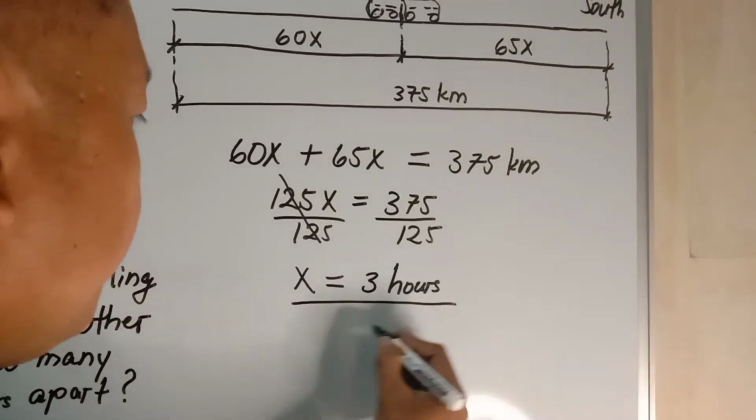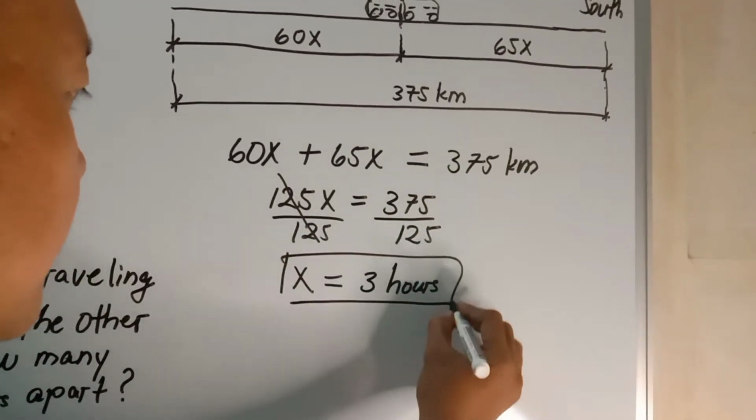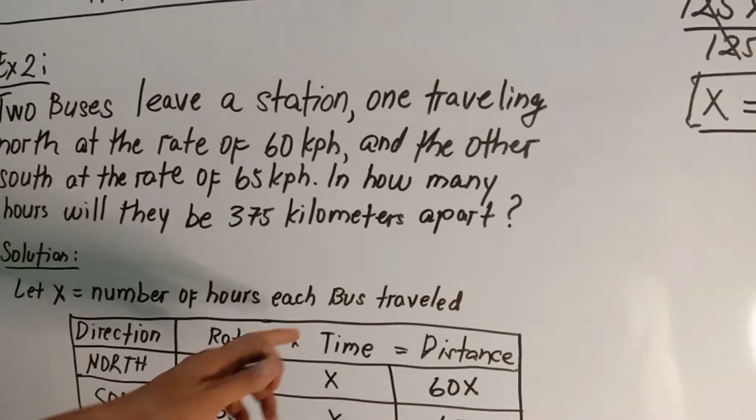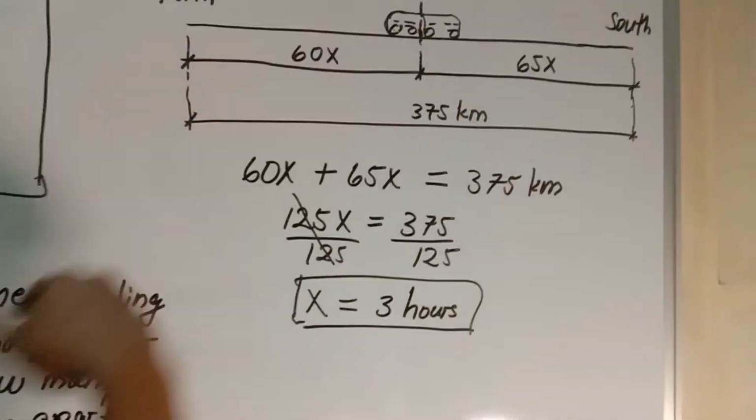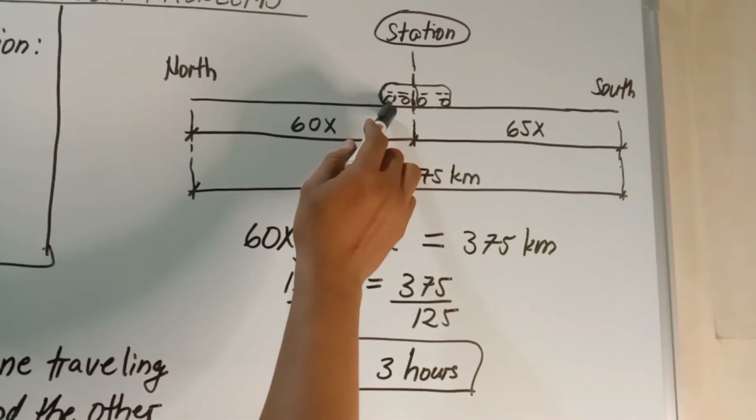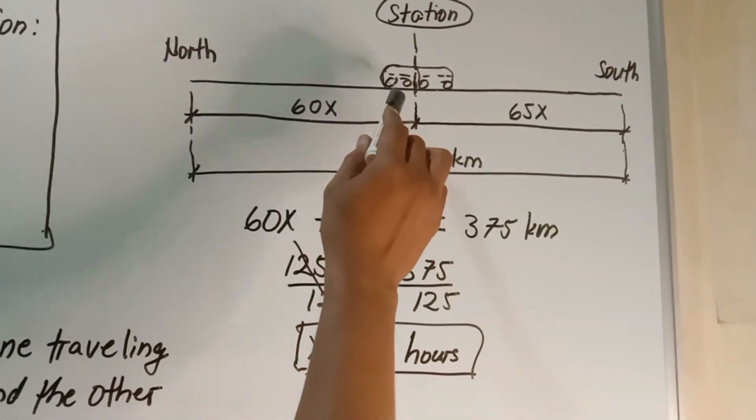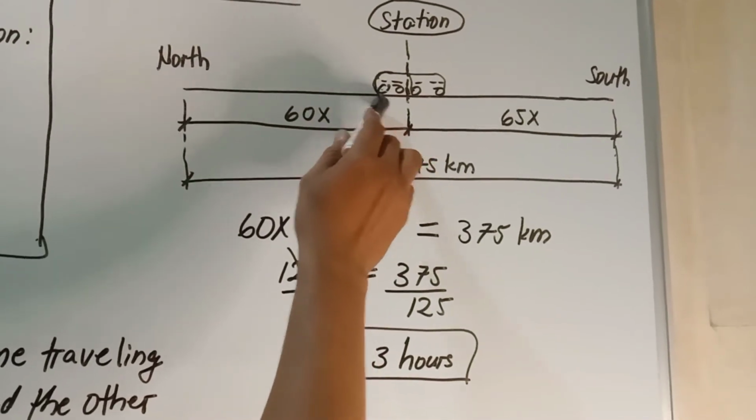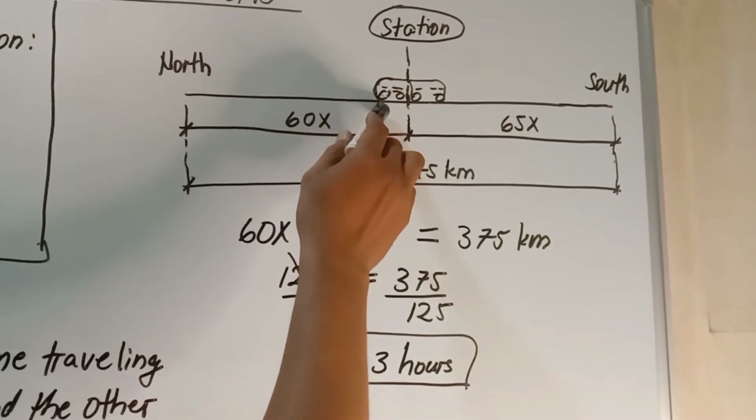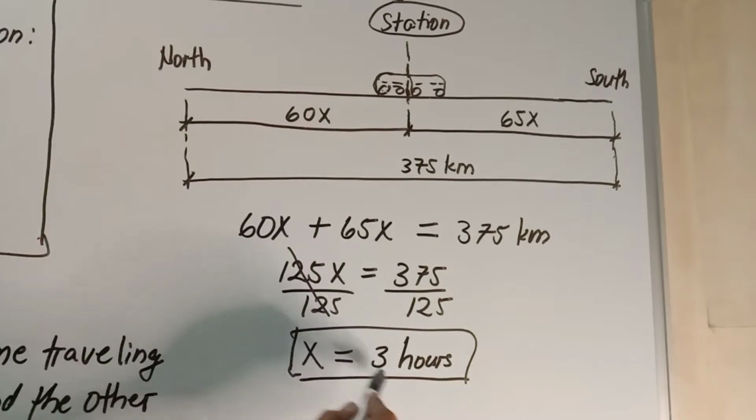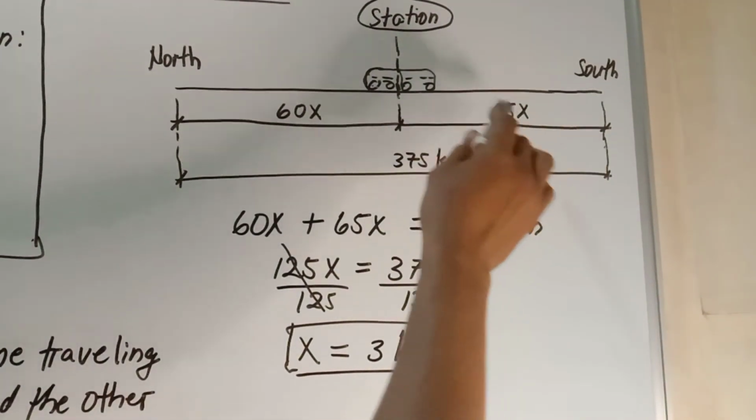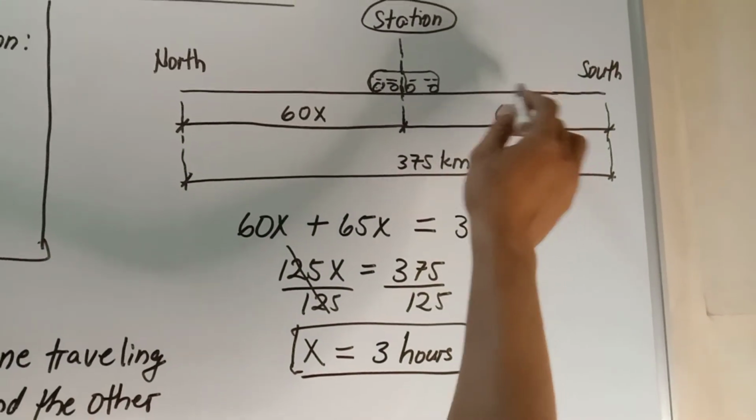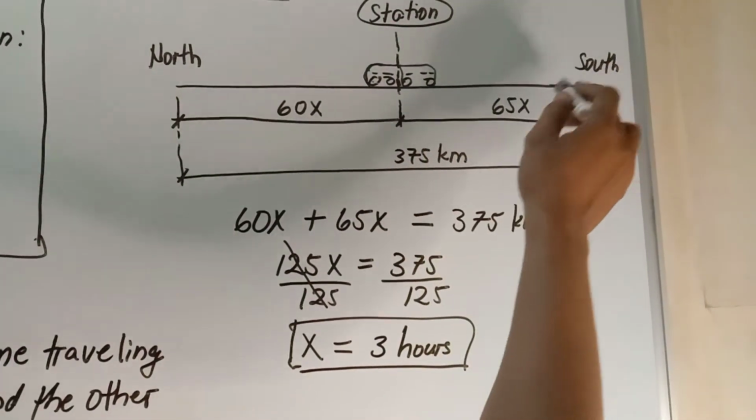So meaning, the number of hours for each bus to travel is equal to 3 hours. From this station, the number of time required to travel for the first bus going to north is equal to 3 hours. And the other one, the number of hours to travel for the second bus going to south, is 3 hours.